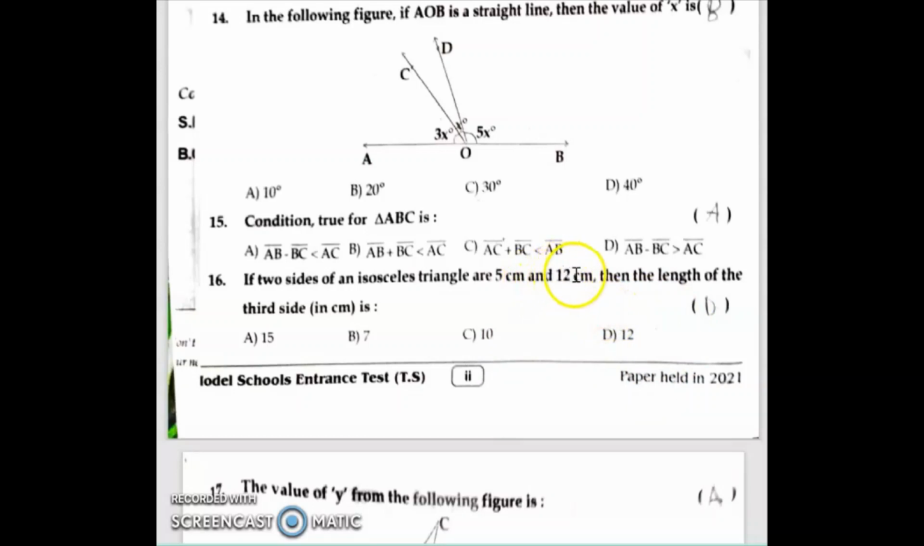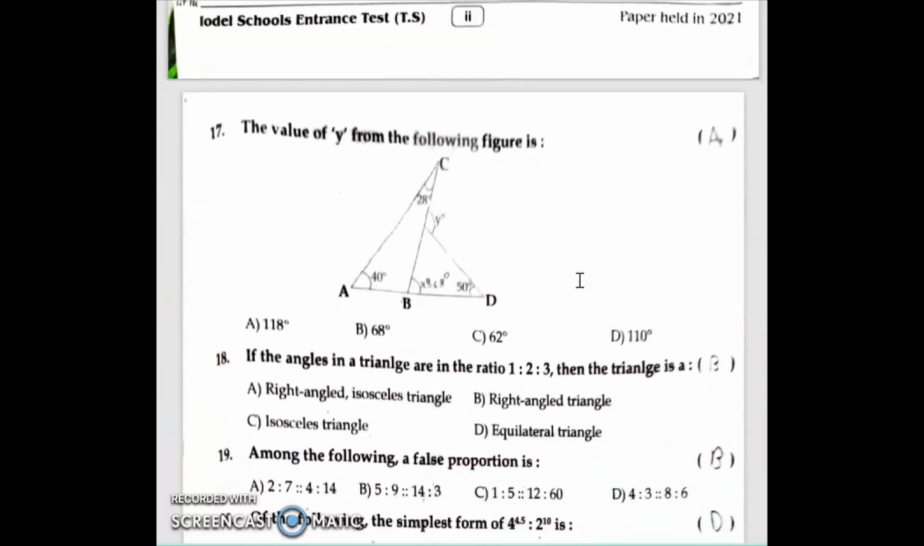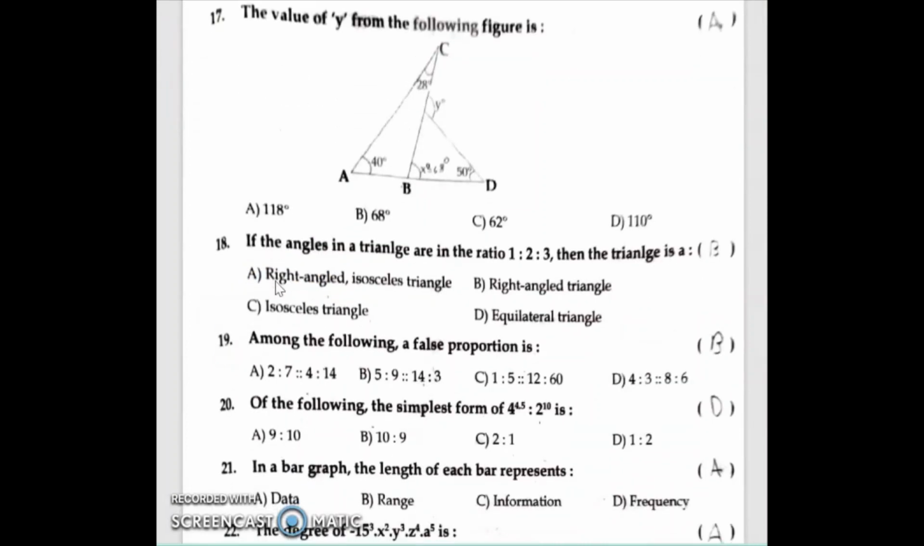Since the 12 cm is the equal side of the isosceles triangle, the other side will also be 12. The y from the following figure is A, 118 degrees. If the angles in a triangle are in the ratio 1 to 2 to 3, then the triangle is B, right angle triangle.